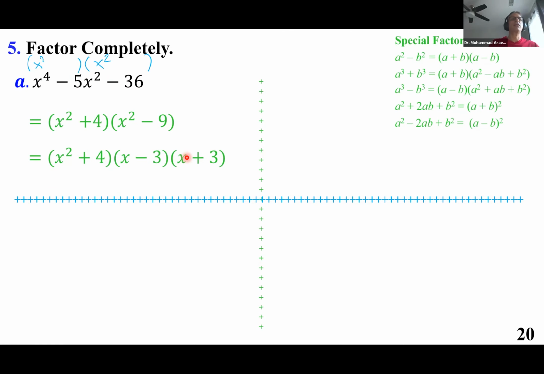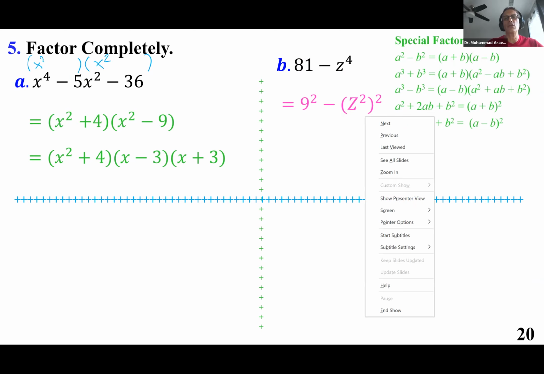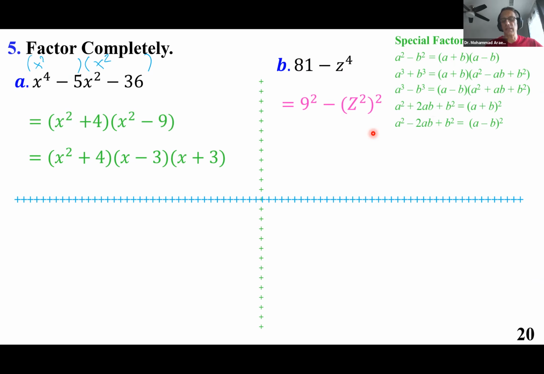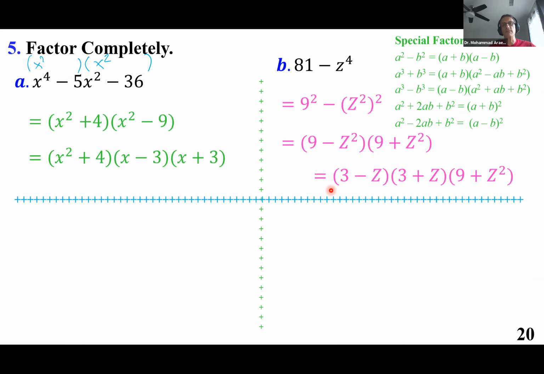You always factor completely if you can. I hope you realize this is 9 squared minus z squared squared. In other words, I am following this formula, special factoring. So this becomes 9 minus z squared, 9 plus z squared in any order. This, there is nothing I can do about it, but the first piece, I can write it as 3 minus z, 3 plus z in any order. And now this is completely factored.